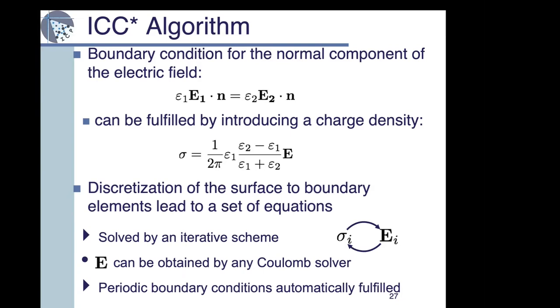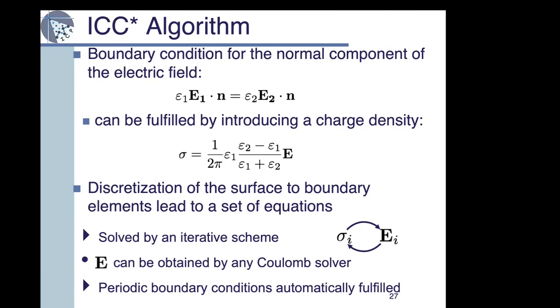And the electric field, which you need in order to compute this jump on the boundary, can be obtained by any Coulomb solver. And this is why we call this ICC star. Star stands for you can use whatever. And of course, you want to use, let's say, the fastest. And for us, this is always the P3M. So we normally use it with P3M.